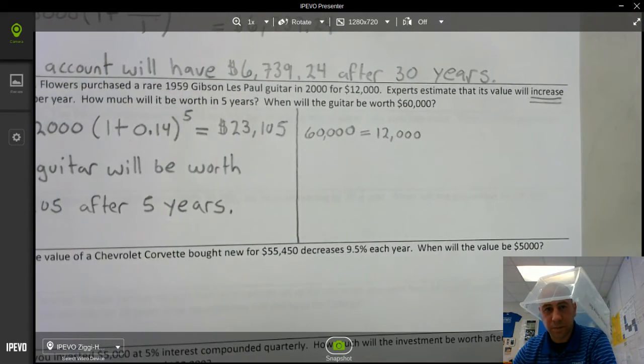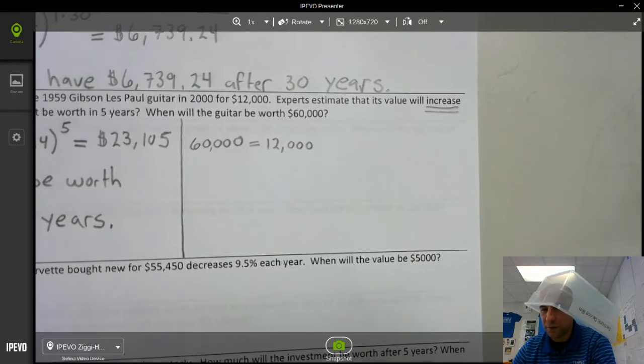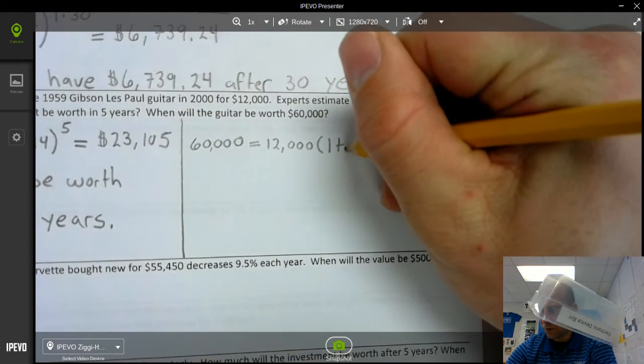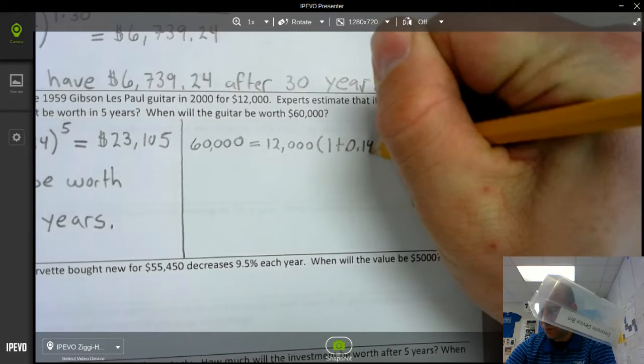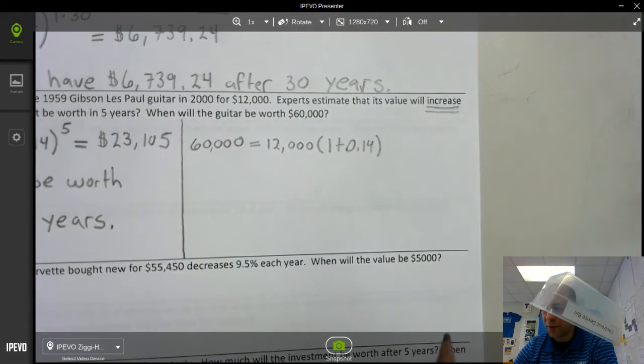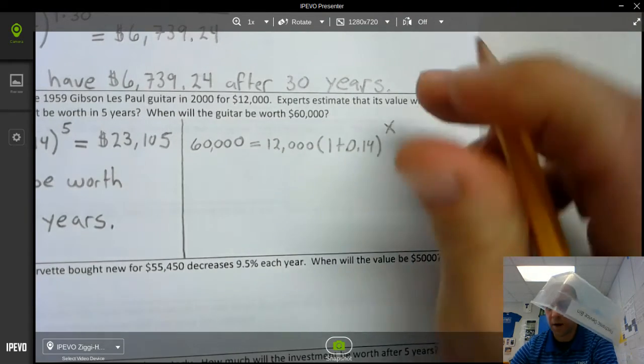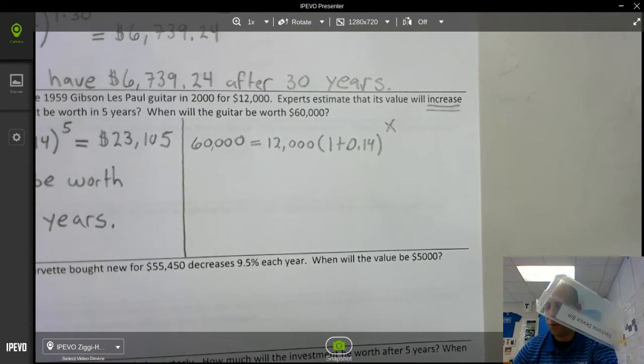Okay, I'm going to slide the first part of this out of the way. So 12,000, okay, parentheses, 1 plus is still at 14%, so 0.14. But in this case, we don't know the number of years, which is x. Okay, so at this point, we haven't gone over how to solve this algebraically. So what we're going to have to do is solve it graphically.